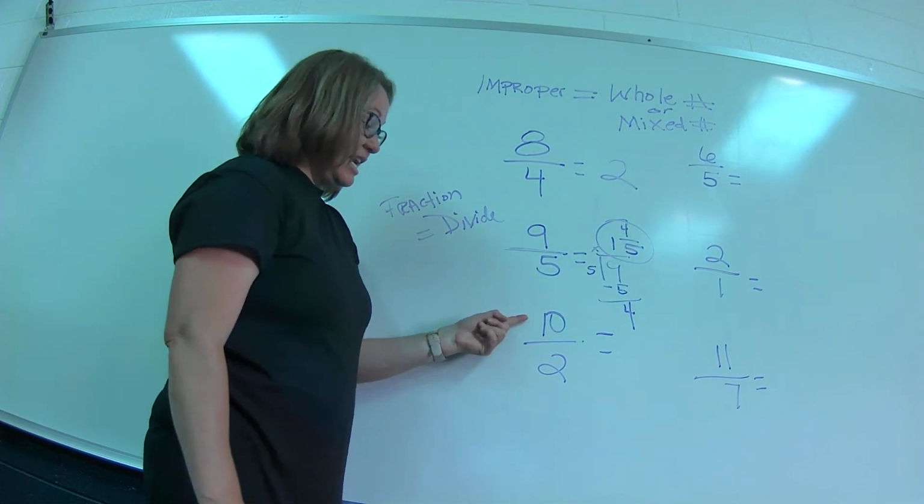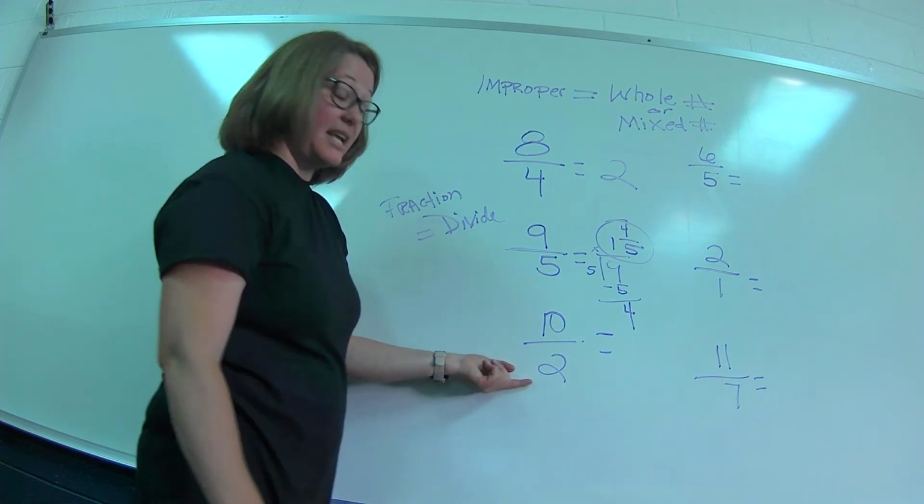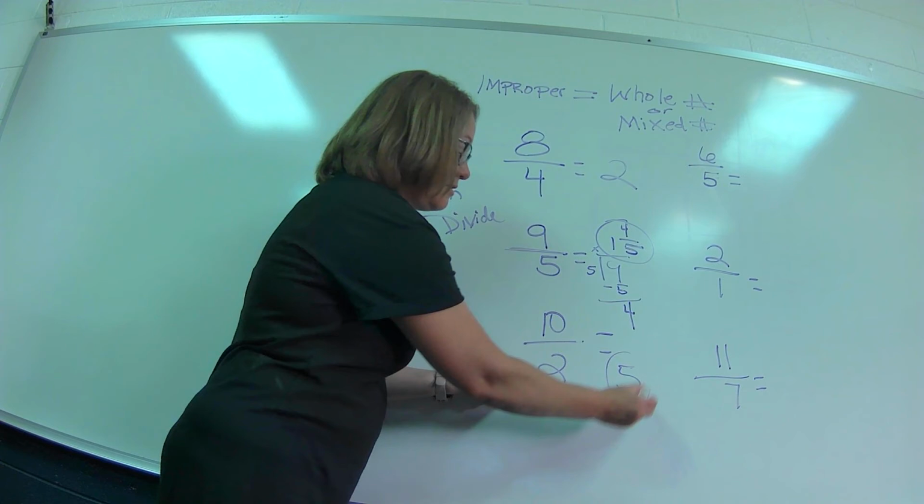Alright? How about 10 divided by 2? You know your 2 times 5 is 10, so 10 divided by 2 gives me a whole number, 5.